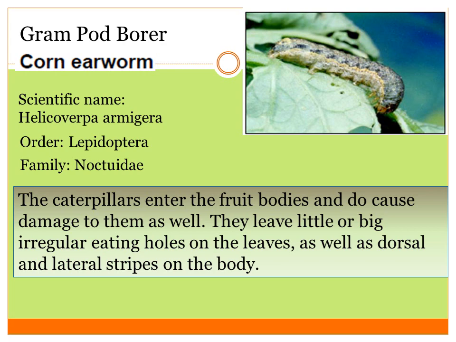Next is the gram pod borer or the corn earworm. It's the Helicoverpa armigera. The caterpillars enter the fruit bodies and do cause damage to them as well. They leave little or big irregular eating holes on the leaves as well as dorsal and lateral stripes on the body. The eggs are pinhead size and yellow-green in color. These are found singly laid near the midrib, usually underneath the leaf.